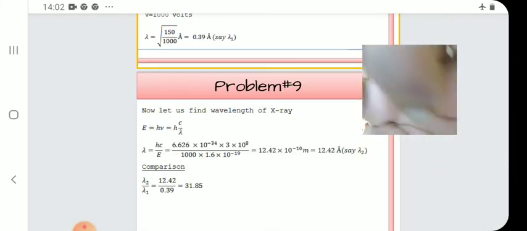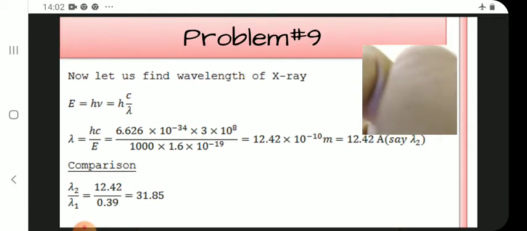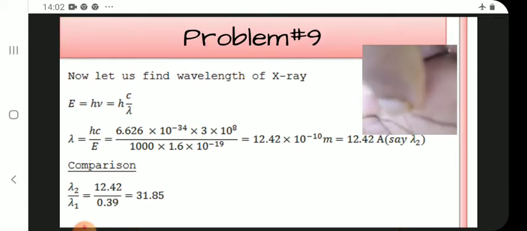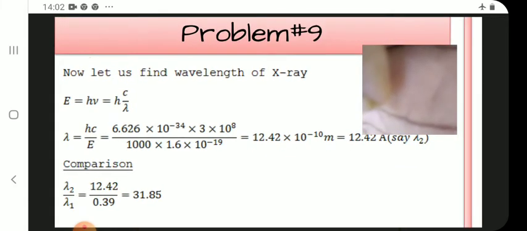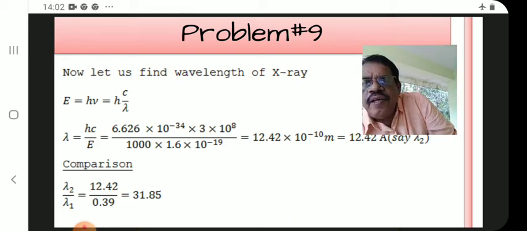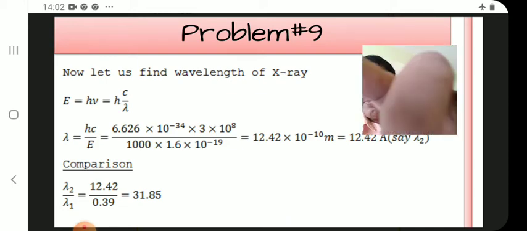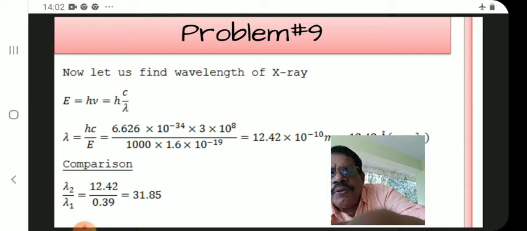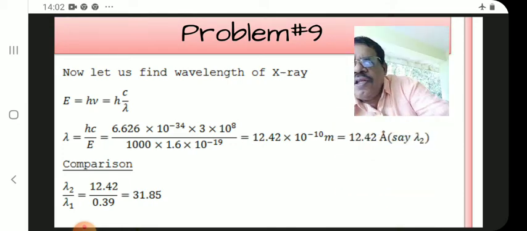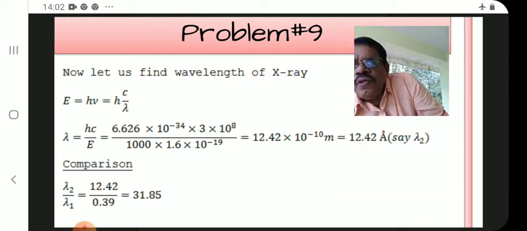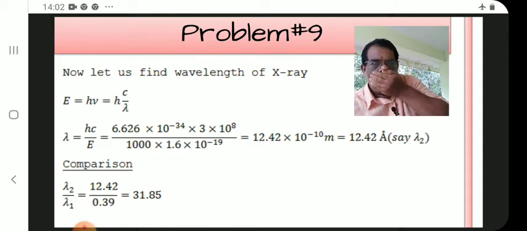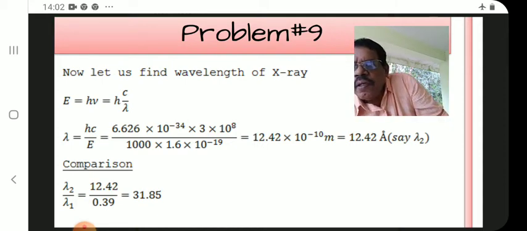Next problem, problem 9 continuation. Now let us find the wavelength of the X-ray photon. For that we use Planck's equation. E is h nu, hc by lambda. That is, lambda is hc by E.